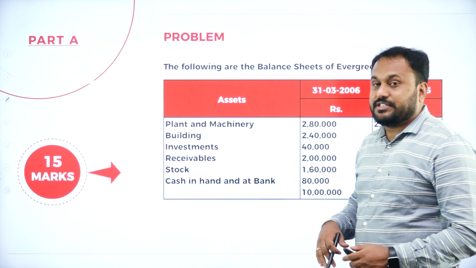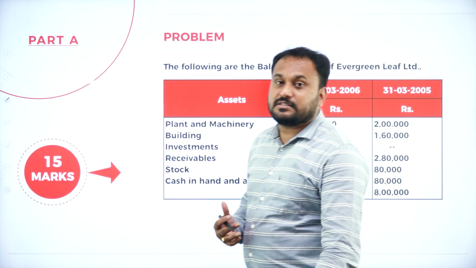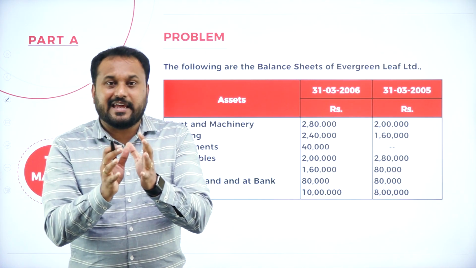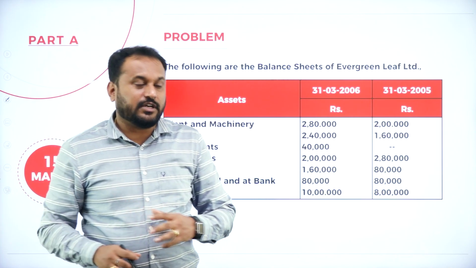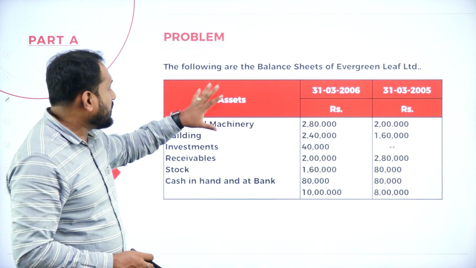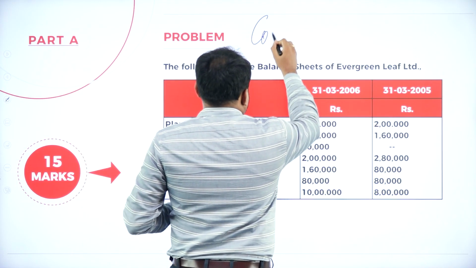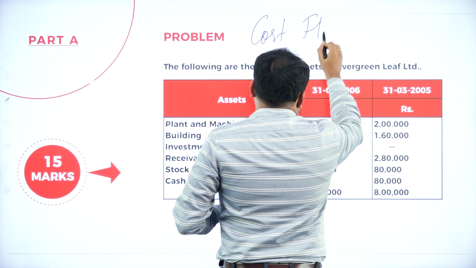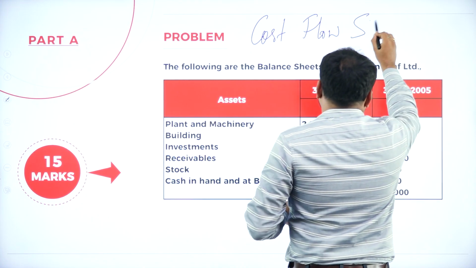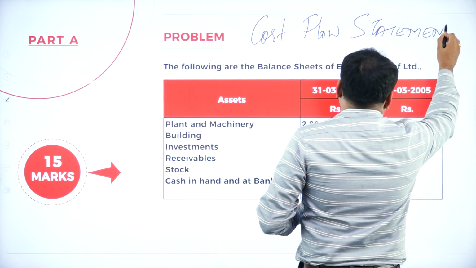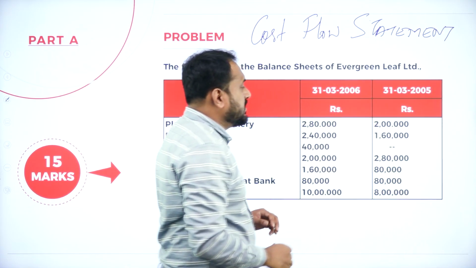Next, the last question which I always predict, because this is one of the papers, advanced cost and management accounting. You will get a question from this chapter called the cash flow statement. This is what my prediction is. That is, you will get a question.